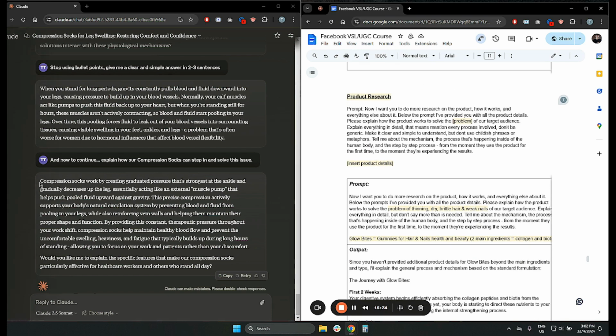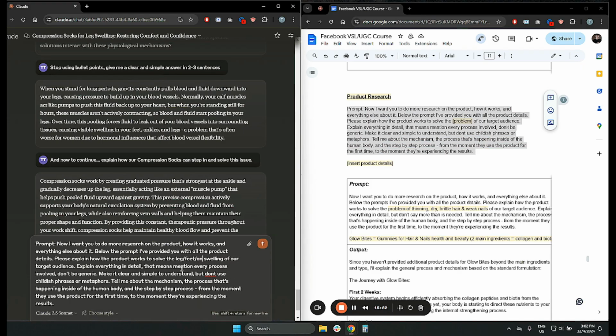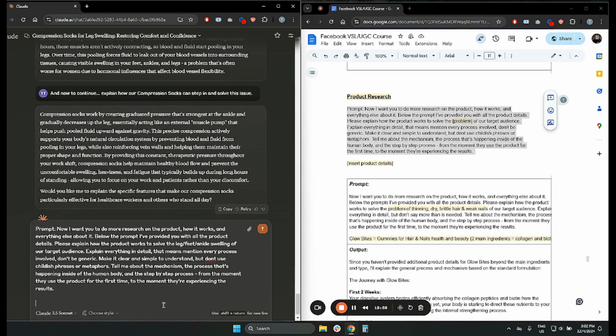And since it's compression socks and it's a more simple product, we already got what we needed here, but I'll still use this prompt. So I will just put it there: how the product helps to solve leg, feet, and ankle swelling. And then here you would basically insert the product details, but I don't have much other than just compression socks, so I will use that.